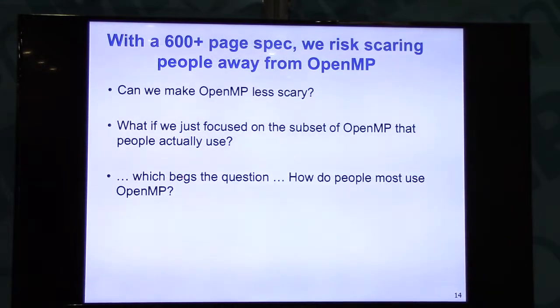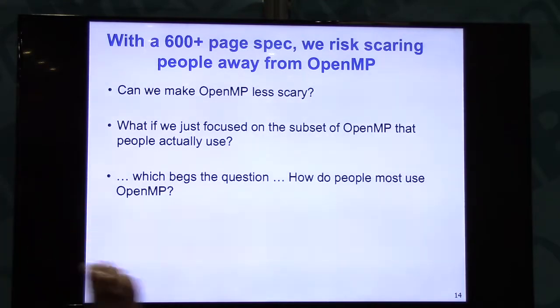I think we've made OpenMP a big, scary thing. Want to hold up the spec book over there? Yeah. That's the spec. Yeah, that's right. I haven't even read that whole thing. I mean, just, oh man.